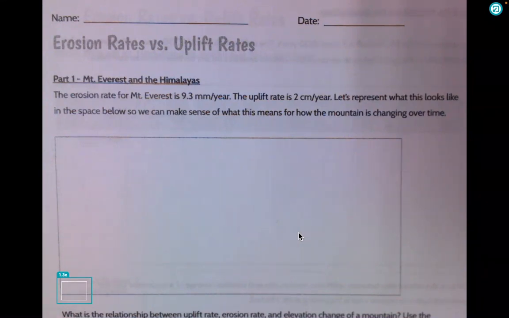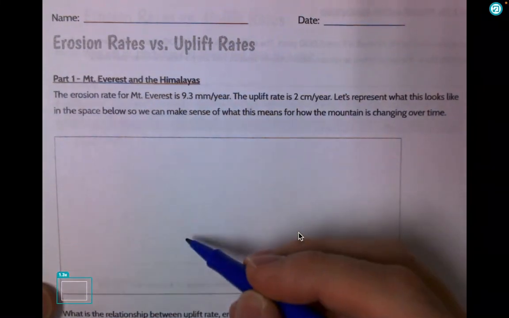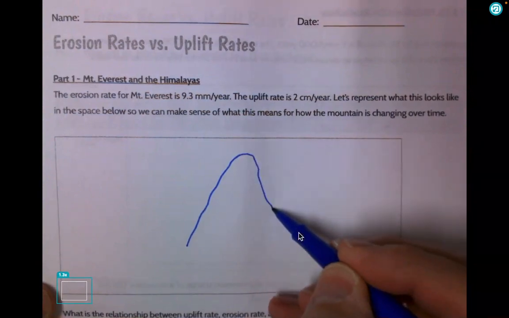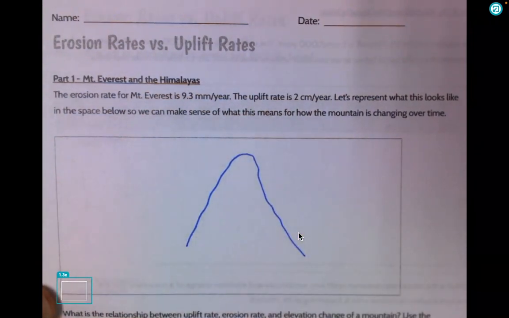The erosion rate for Mount Everest is 9.3 millimeters per year. The uplift rate, how much it's being lifted, how much it's growing each year, is 2 centimeters per year. Let's represent what this looks like in the space below so we can make sense of what this means for how the mountain is changing over time. So we just made a drawing. We'll make a mountainy looking thing, and we want to put the rates on here.